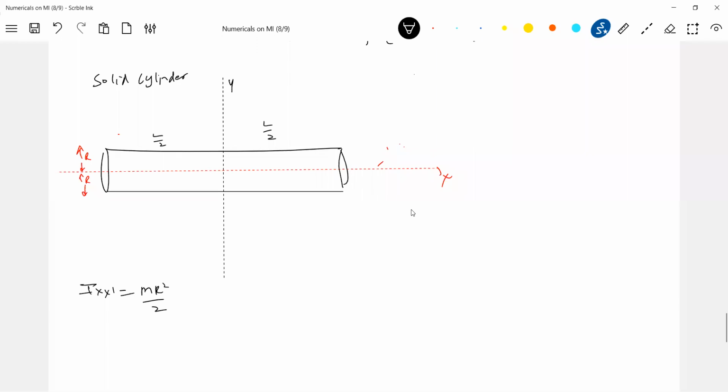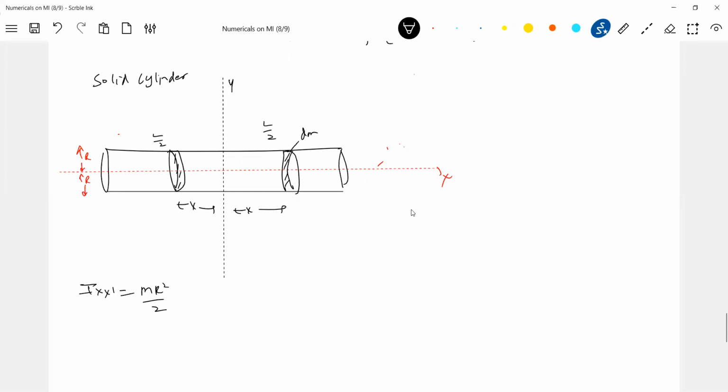About the y-axis, it's not a thin rod. So for the y-axis, what should you do? You should assume a circular strip. Two symmetrical circular strips, I'm assuming. Let it be at a distance x. Mass of this be dm.